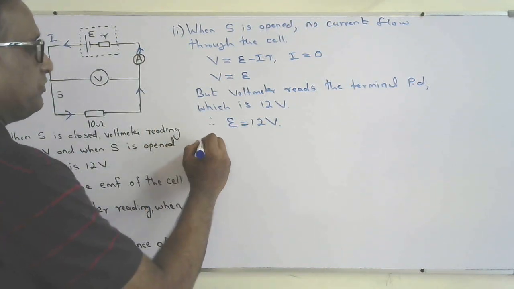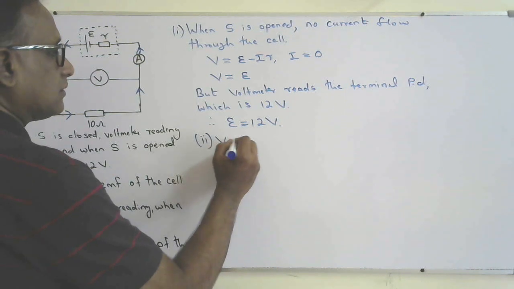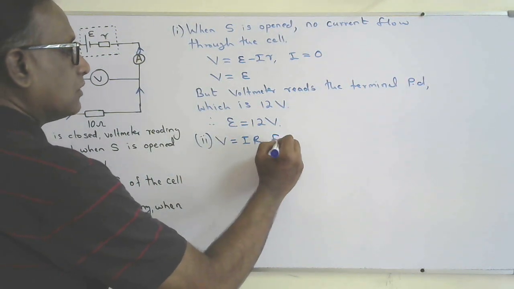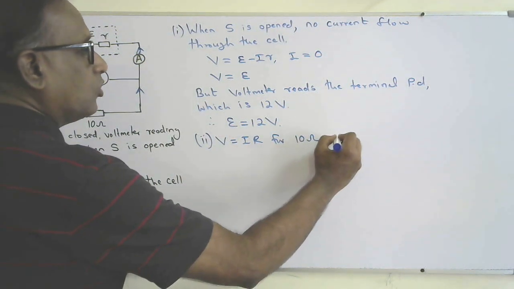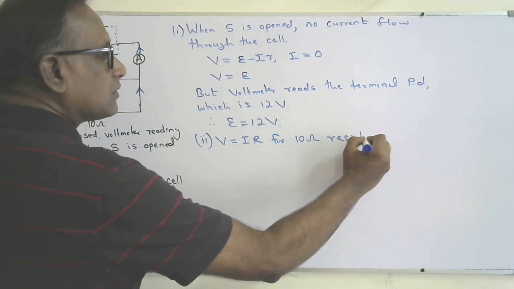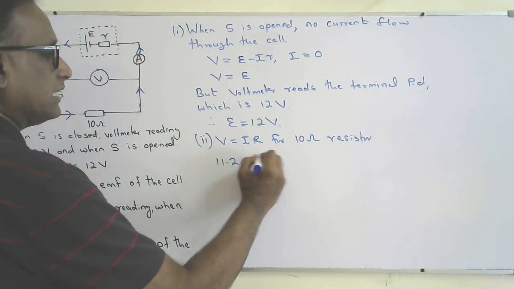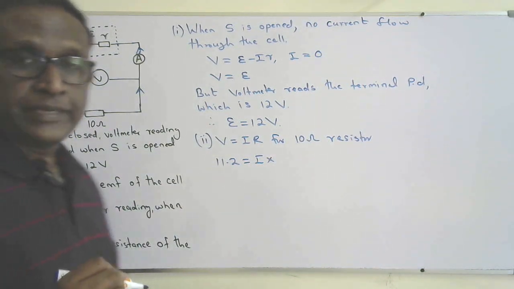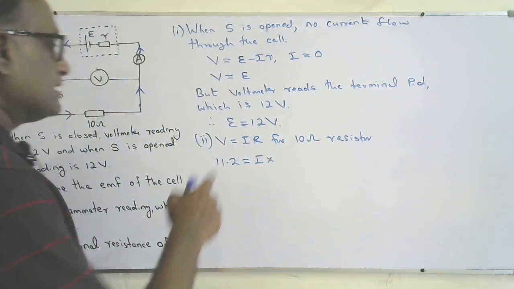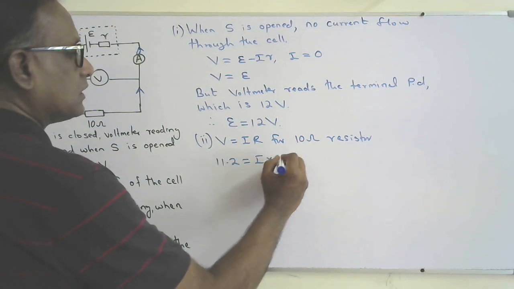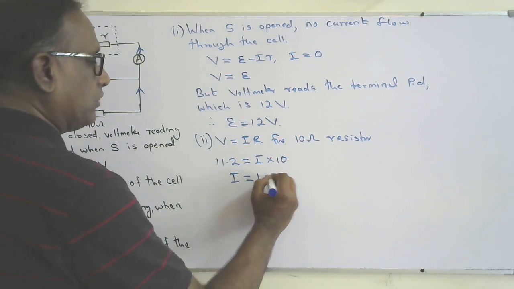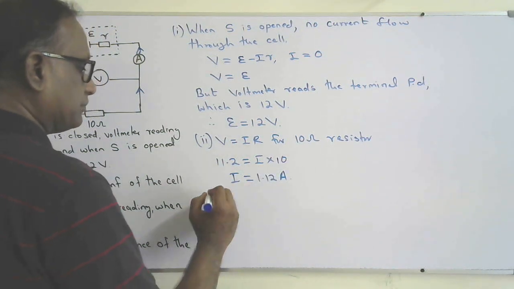So I can use V equal IR for the 10 ohm resistor. I know the voltage, 11.2. Current is the question. That's the ammeter reading, I need to find it. And the resistance is 10 ohms. So I will be 1.12 ampere.